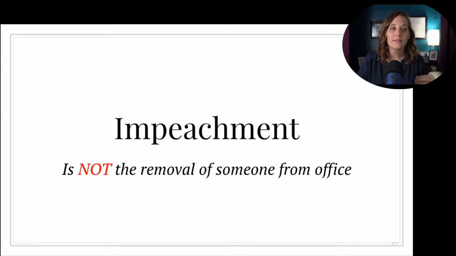Article 1, Section 3, Clause 7 states that the Senate trial is only for removal from office. It's not a criminal trial. Any criminal actions must be taken up through the normal court system. And finally, Article 2, Section 4 states that the president, vice president, or judges can be impeached and removed from office for 3 things: treason, bribery, or high crimes and misdemeanors.